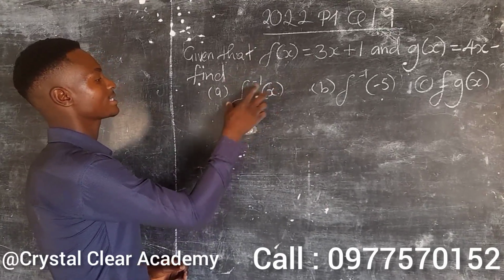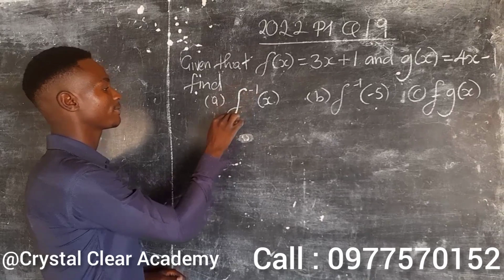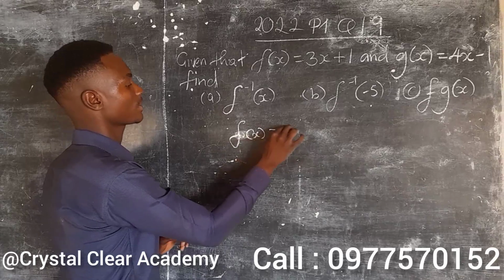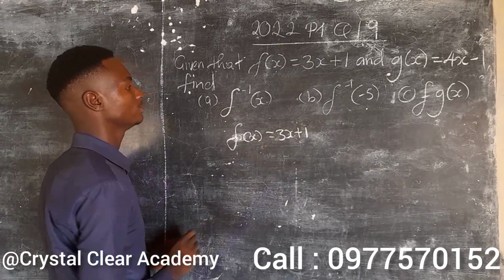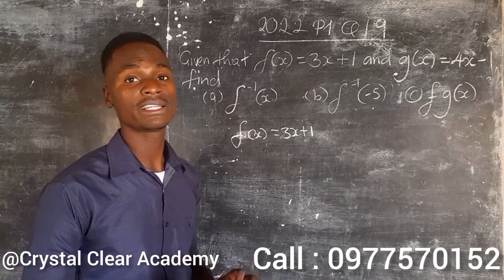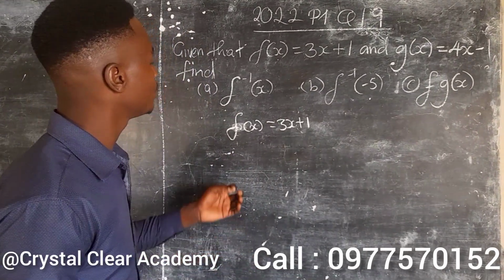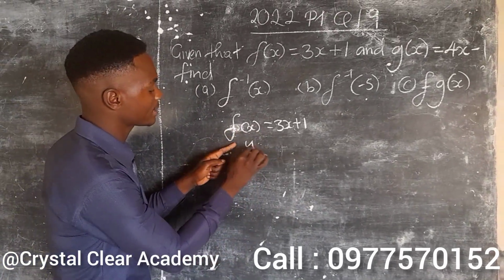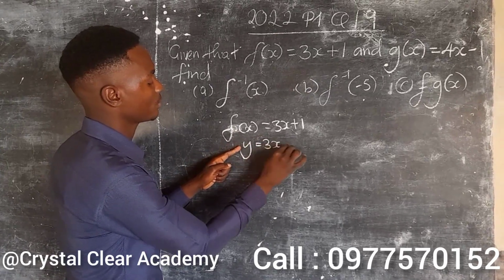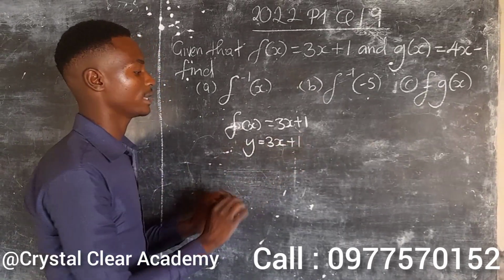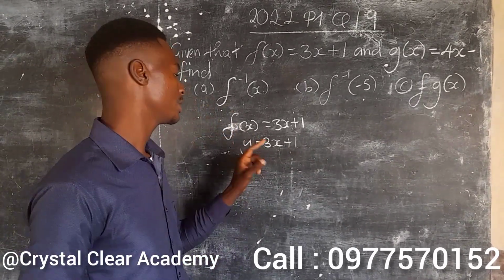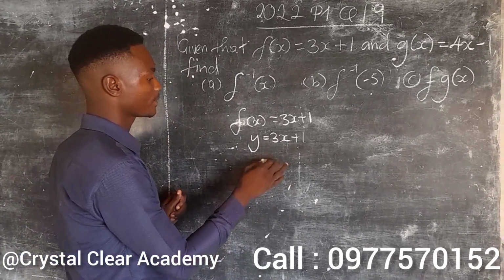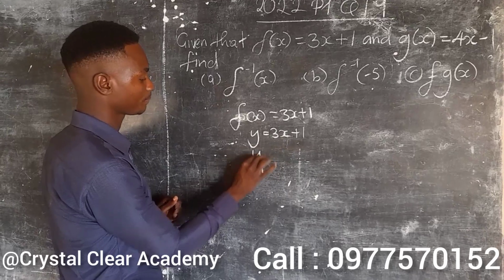So the first question we are asked is to find f inverse of x, therefore we are using this function f of x is equal to 3x plus 1. Whenever you are finding the inverse function, you always replace the function notation with y. So it will be y is equal to 3x plus 1. Then the next step, which is step 2, is to make x the subject of the formula.